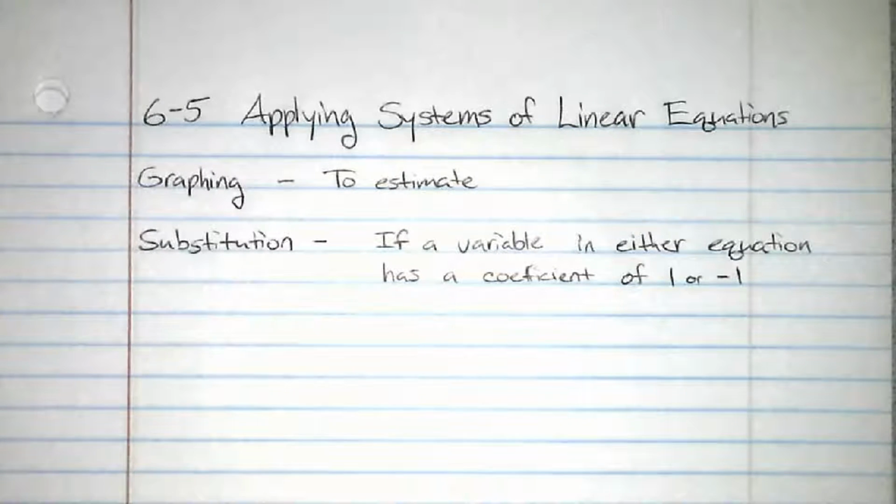Now, the next thing that we covered was substitution. Substitution is what we use if, when we look at either of the equations, we have a variable that has a coefficient of 1 or -1, or if it's just a variable alone, in which case the 1 is understood. Specifically, if you have something such as x equals or y equals, what you're going to do is take what x equals and substitute it for x in the other equation, or take what y equals and substitute it for y in the other equation.